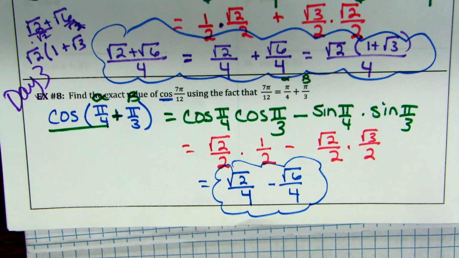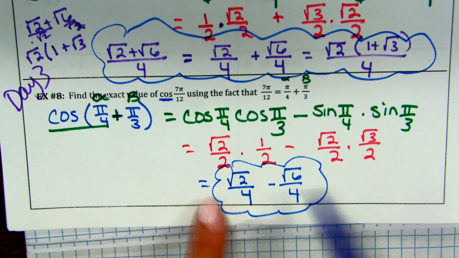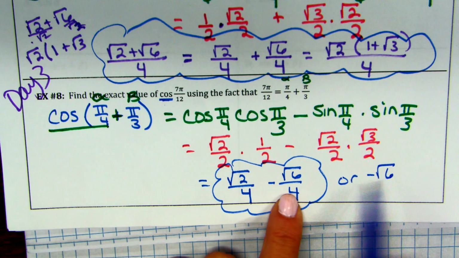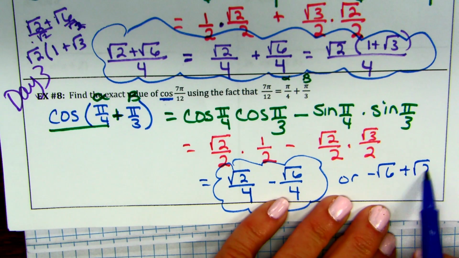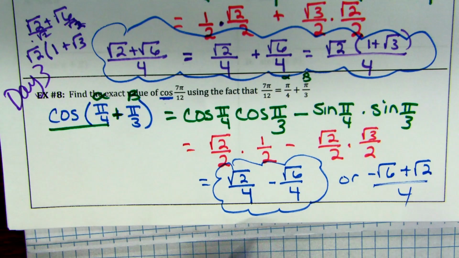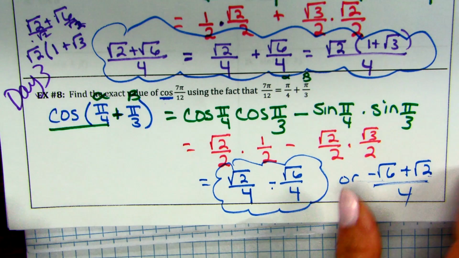So you do this on your own. You decide to put pi over 3 first. You're not wrong. It doesn't matter. The difference in your answer would have been this: the negative square root of 6 would have come first, and then the square root of 2, being positive still, over 4. So it means the same thing. So when you get to the homework, I had people like, wait, I have the positive one first. It doesn't matter, okay? It doesn't matter as long as the square root of 6 is negative and the square root of 2 is positive, okay?